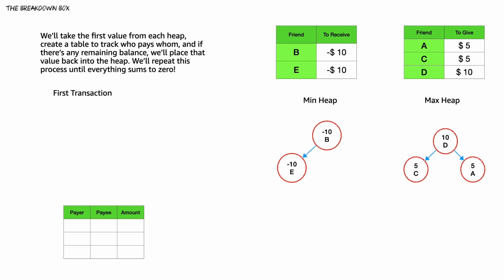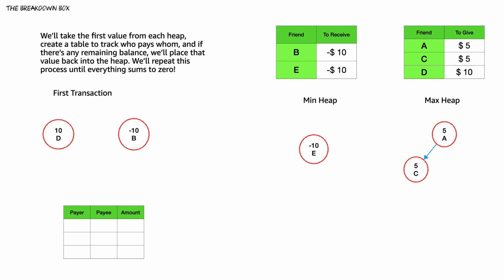First transaction. Taking the first value from each heap. First, we'll take $10 from D and give it to B, clearing D's debt and balancing B's owed amount. Note: both heaps restructure themselves after we take out the first nodes.